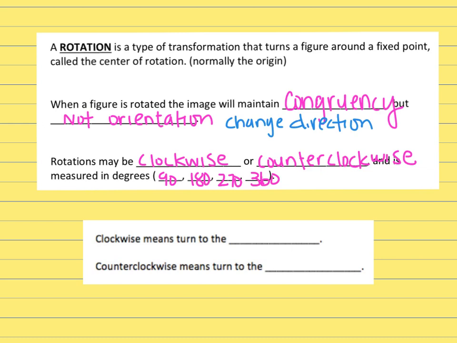Knowing the direction that clockwise and counterclockwise means is super important. Clockwise means you're going to turn to the right, the normal way a clock works. And then counterclockwise means you're going to turn to the left. You would go the opposite way of a normal clock.